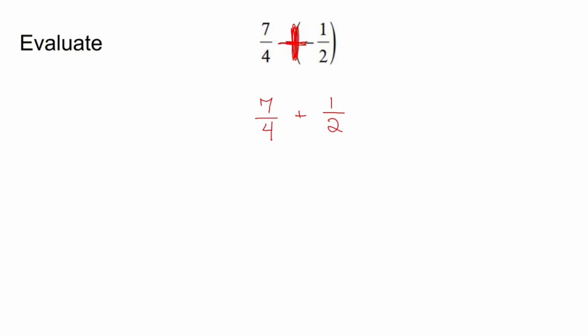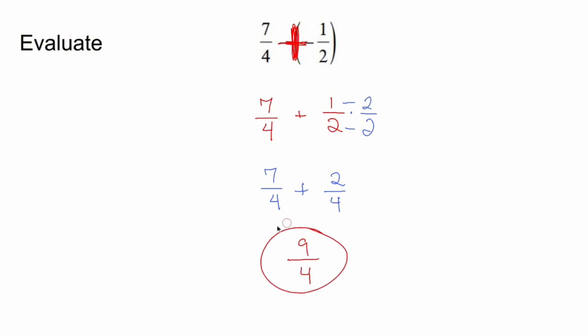What I need to do now is add these fractions, but I can't, because the denominators are different. Well, if I were to multiply by 2 over 2, I would then have a denominator of 4 because 2 times 2 is 4, and I don't have to do anything with the 7 over 4. So I have 7 over 4, which stays the same. 1 times 2 is 2, and 2 times 2 is 4. Whenever you're adding fractions of the same denominator, keep the denominator the same, add the numerators, and you're done.